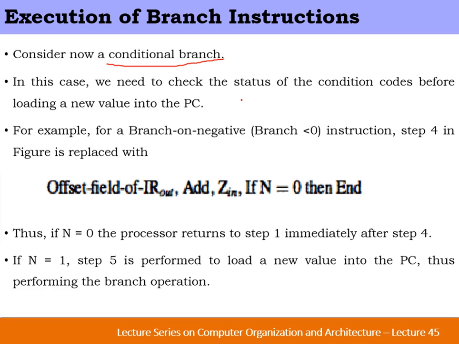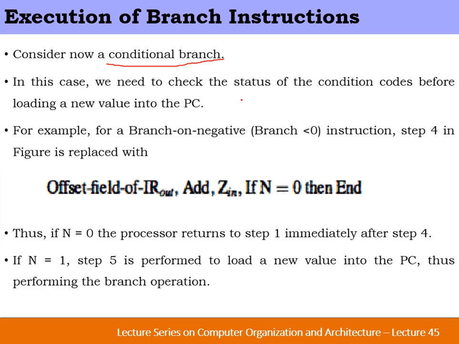If N becomes equal to 1, here in this example we have taken a negative flag. Whenever the negative flag is equal to 1, it indicates that a particular condition is satisfied. That is, negative flag becoming equal to 1 indicates the condition is satisfied. Whenever a condition is satisfied, we are going to load the newly calculated target address onto the program counter.